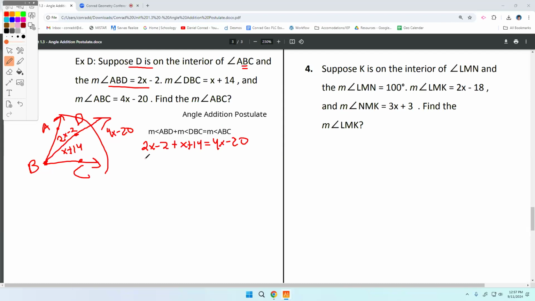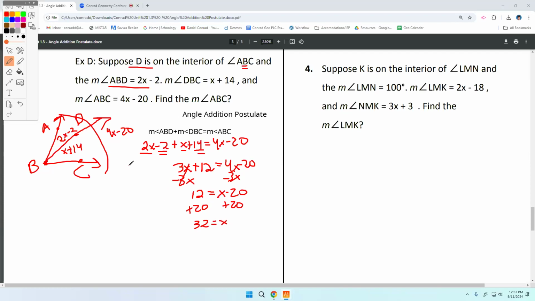Okay, from there, we need to combine like terms. So on the left side, I have 2x and another x. That's a total of 3x. I have negative 2 and plus 14. So 14 minus 2 is plus 12 equals 4x minus 20. Okay, after I've combined like terms, I can move things from one side to the other. So I'm going to subtract 3x from both sides to get all my x's on the right side. That leaves me with 12 equals x minus 20. I'm going to add 20 to both sides and get 32 equals x.